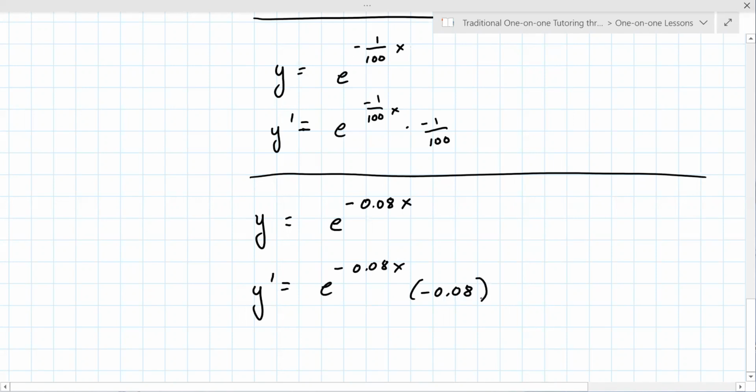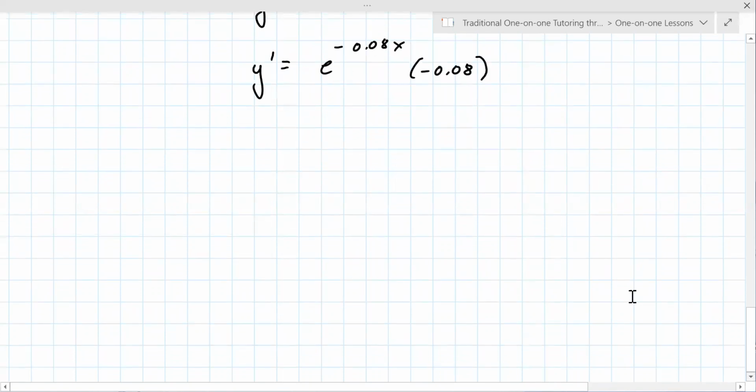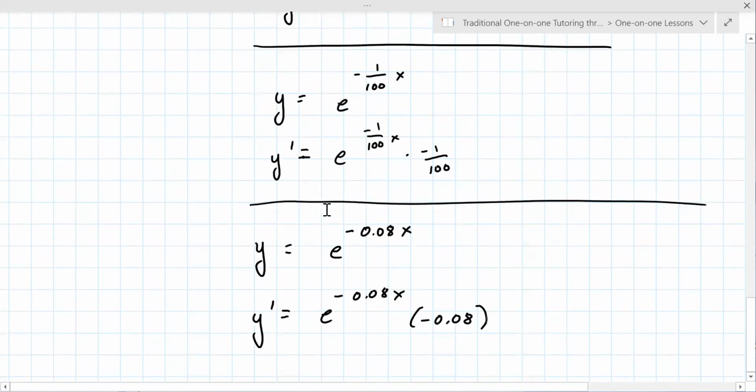Perfect. Okay. So that's derivatives. Now we're going to do integrals. Is that okay? Do you have any questions on this? Do you want any more examples?